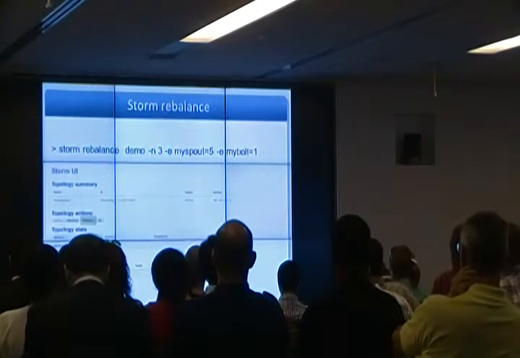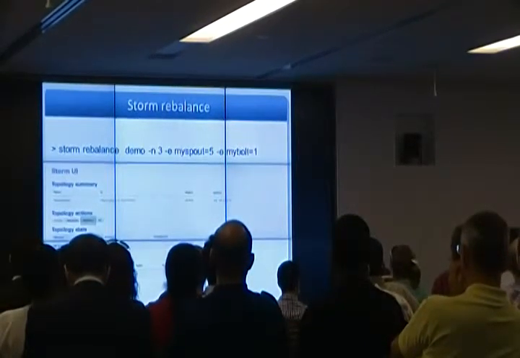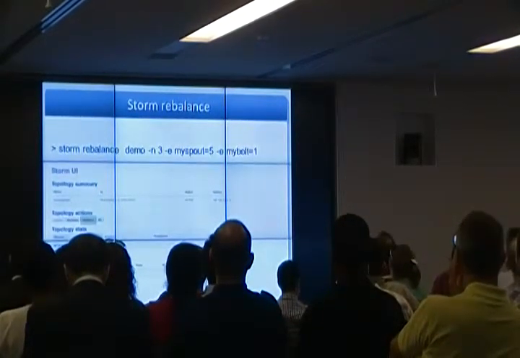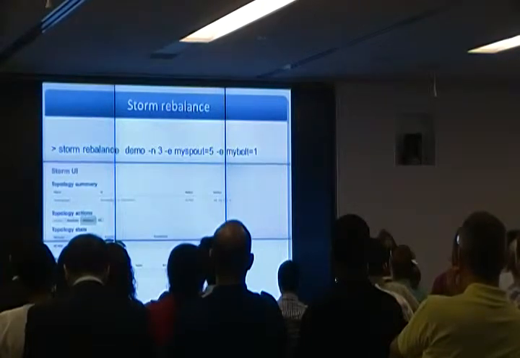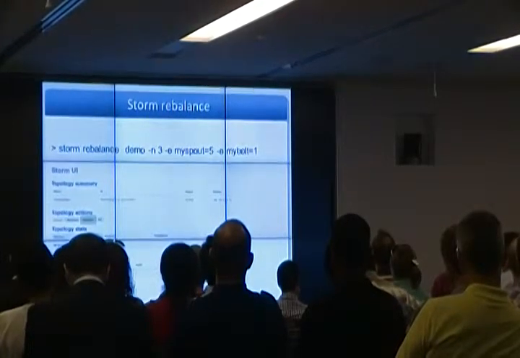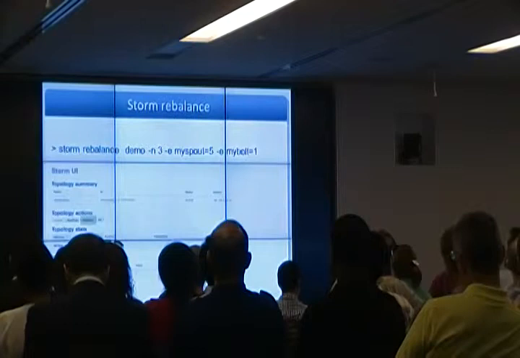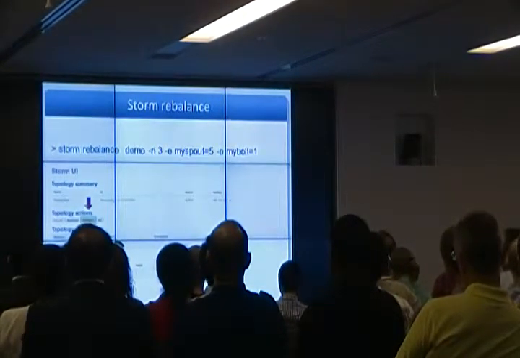So Storm comes with a user interface, web user interface plus command line, and you can rebalance your topology on the fly. So let's say you add new computers to your topology, you can rebalance and say, okay, for this bolt, let's do more processes, more JVMs. So it's possible. And Storm UI also has a rebalance feature.